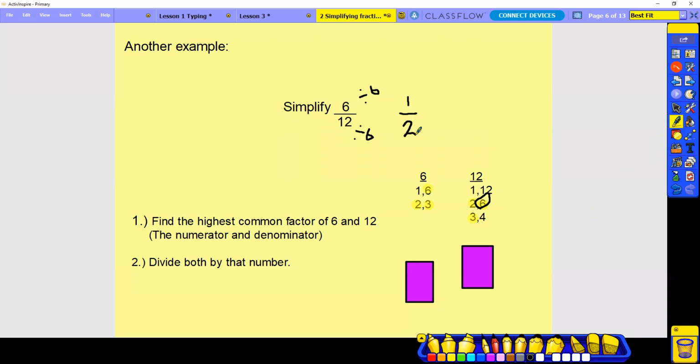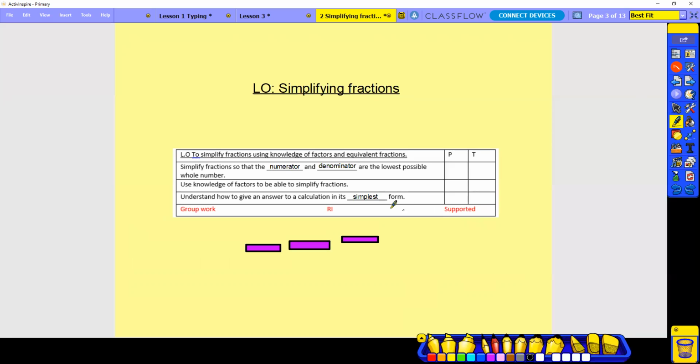Now, if you chose to do it a different way, so if you didn't use the highest common factor, and for example, you divided them both by 3, you would have done 6 divided by 3 and you would have got 2, and then 12 divided by 3 and you would have got 4. So you would have ended up with 2 quarters, okay? Now, you have simplified the fraction, but we're trying to simplify it to its lowest amount, as it said in the success criteria, if we go back, it said that it needs to be in its simplest form.